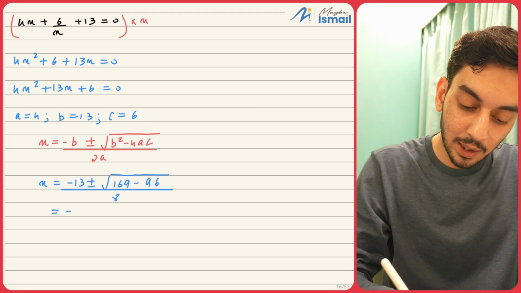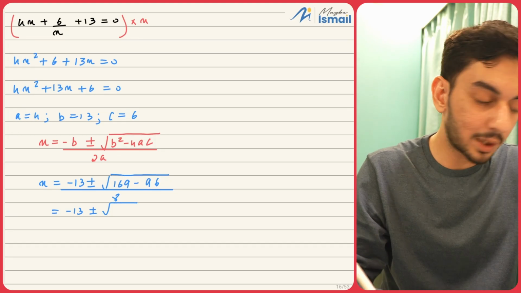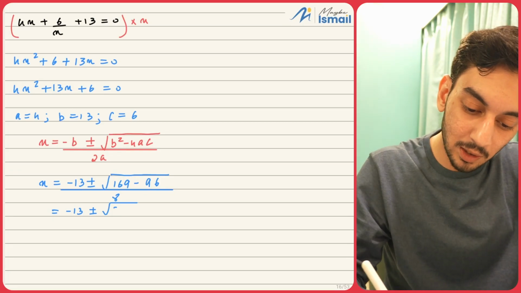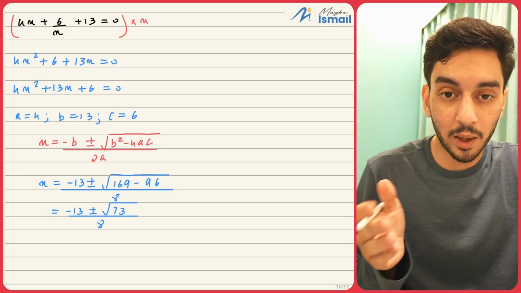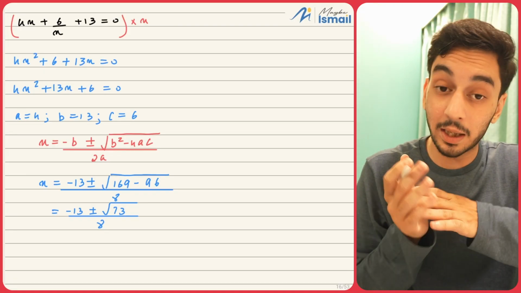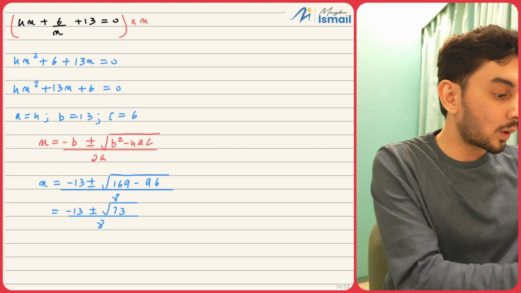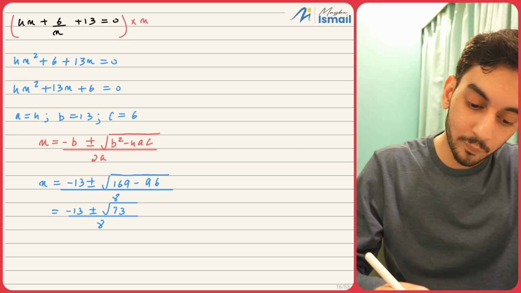So this becomes negative 13 plus or minus the square root of 169 minus 96. 169 minus 96 is 73, divided by 8. Now I can't factor out anything from the 73 and bring it out of the root. So I either keep my answer like this, and these are my two answers, or I could figure out the square root of 73. So the square root of 73 is 8.544.